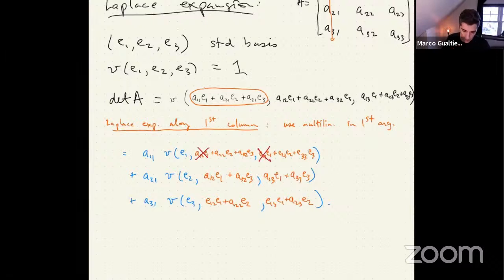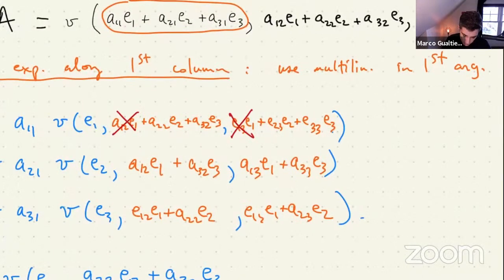Then if I compute this, V of E1, A22 E2 plus A32 E3, and so on. Oh sorry, how did I change from A's to E's? That was bizarre. This should be an A. That's strange.